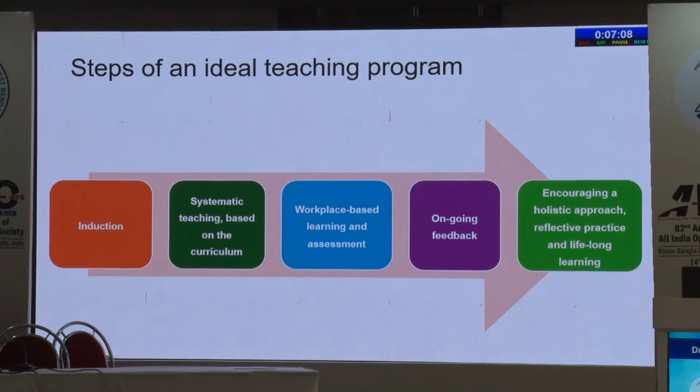So all of us are part of some teaching program, and if we had to ideally structure it, like has been shared by Padma Malini ma'am, you would have an induction program where you set context as to what the trainee can expect during the tenure of that program. Then there is some systematic teaching that happens. There is a framework, there is a schedule, and the topics being taught are based on a particular curriculum.